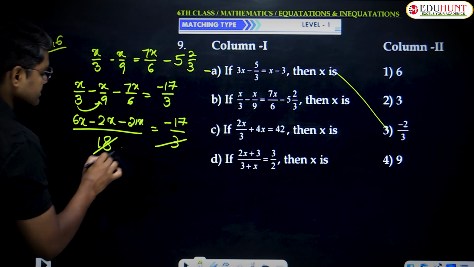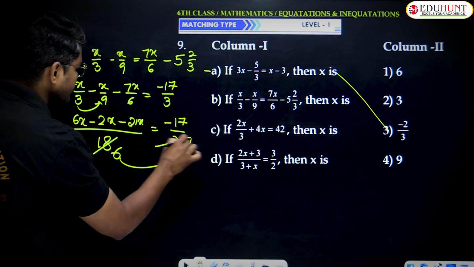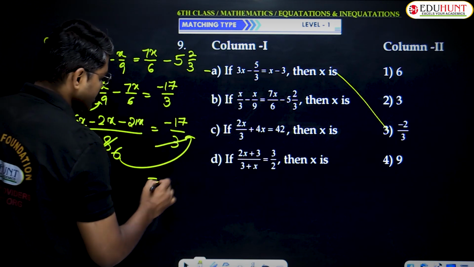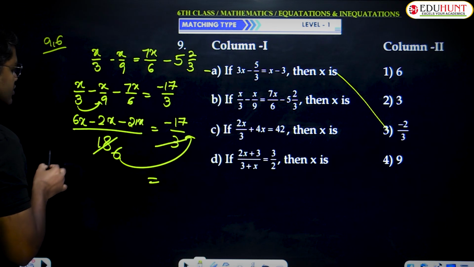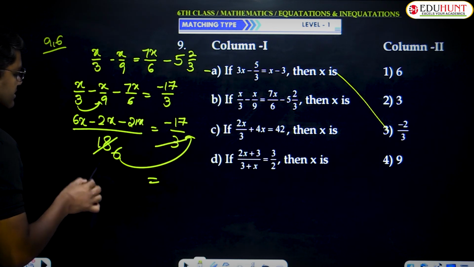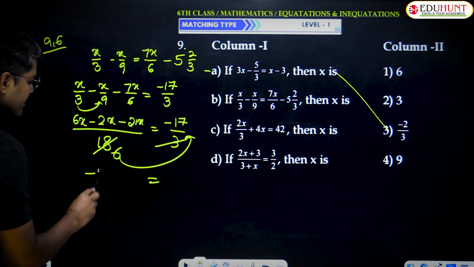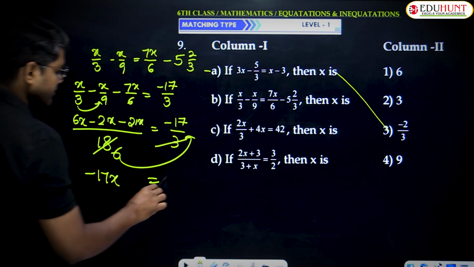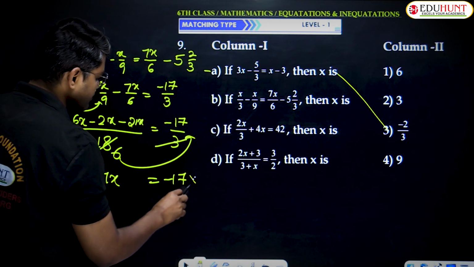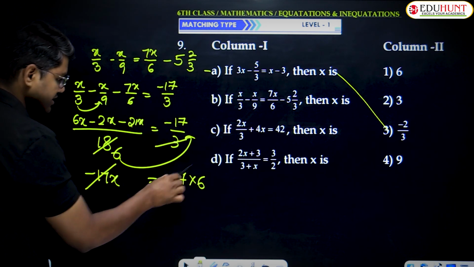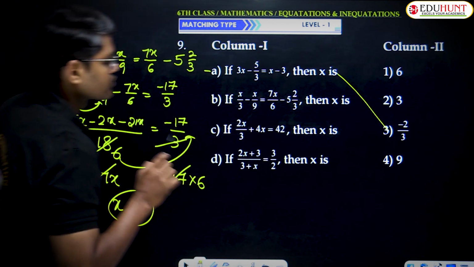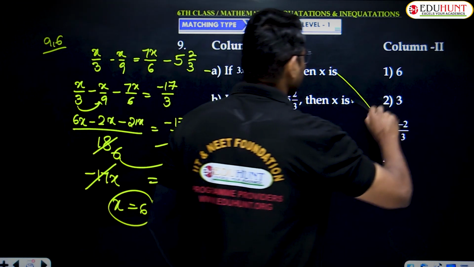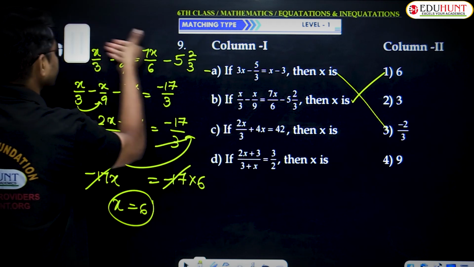This 3 3 6. This 6 becomes multiplication. So, here 6x, yeah, this is 23. 23 minus 6, 3, so 17 minus 17 x is equal to minus 17 into 6. This minus 17 will be cancelled, x is equal to 6. So, option 1. Let us solve C.